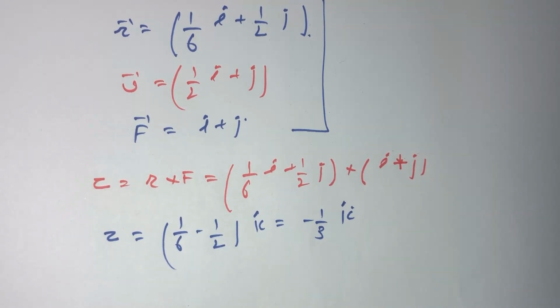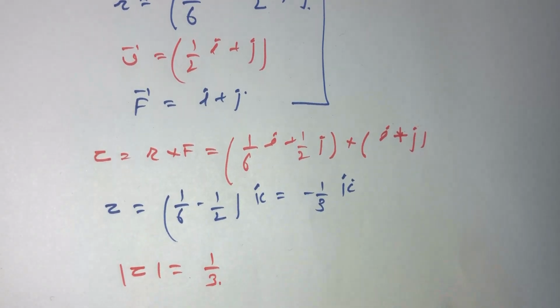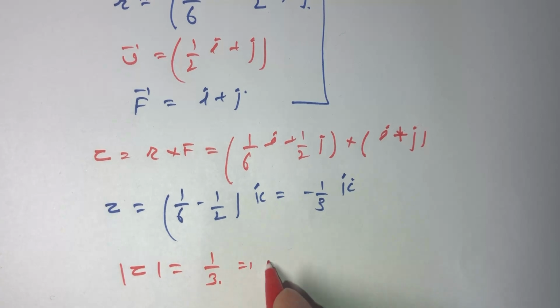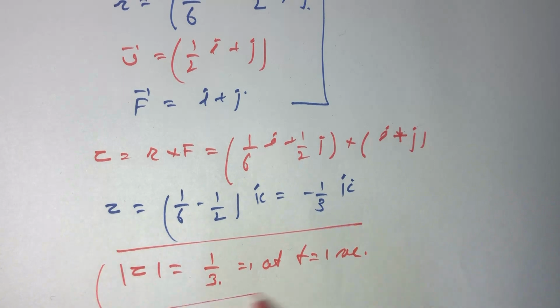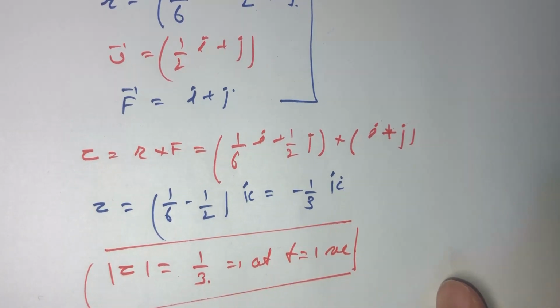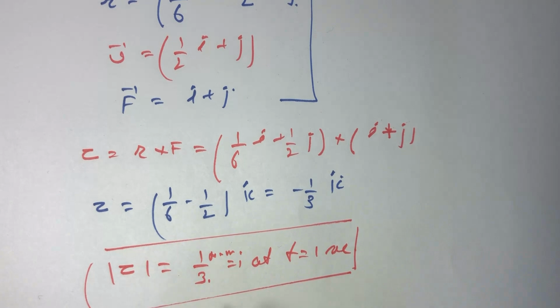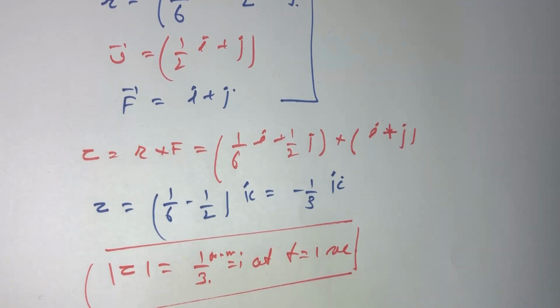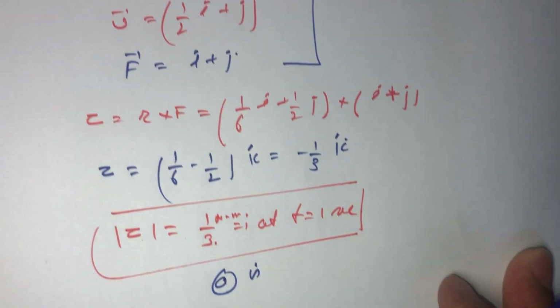And we can find out here the magnitude of torque. So the magnitude of torque will be equal to 1 by 3, and this is at t is equal to 1 second. Therefore, we can say that, let me write the unit, that is Newton meter. So option A is true.